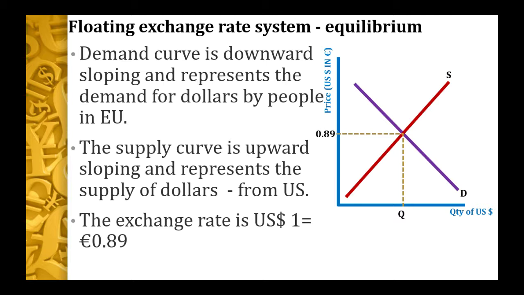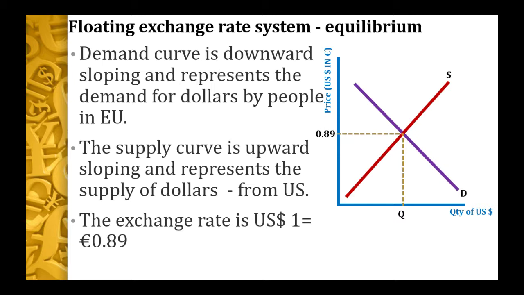Let's see the explanation. The demand curve is downward sloping and it represents the demand for dollars by people in the European Union. So the downward sloping demand curve shows the demand for dollars in the European Union. The supply curve is upward sloping and represents the supply of dollars from the US. Demand for dollars from the European Union and supply of dollars from the home country, that is the US. So they interact at a particular point and it determines the exchange rate, that is 0.89.